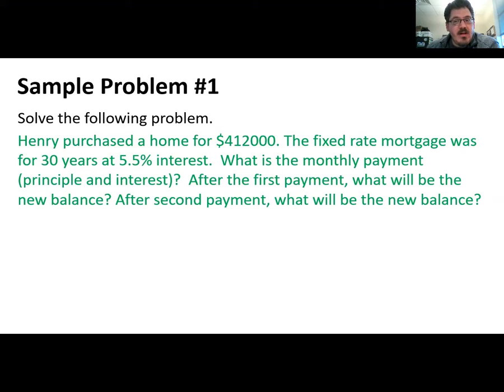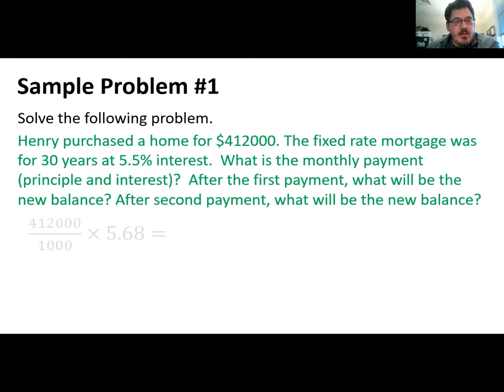And again, we're going to focus just on principal and interest at this point. And then after the first payment, what will be the new balance? After the second payment, what will be the new balance? So we've got several questions that we need to solve here in this particular situation. So let's start with calculating the monthly payment.